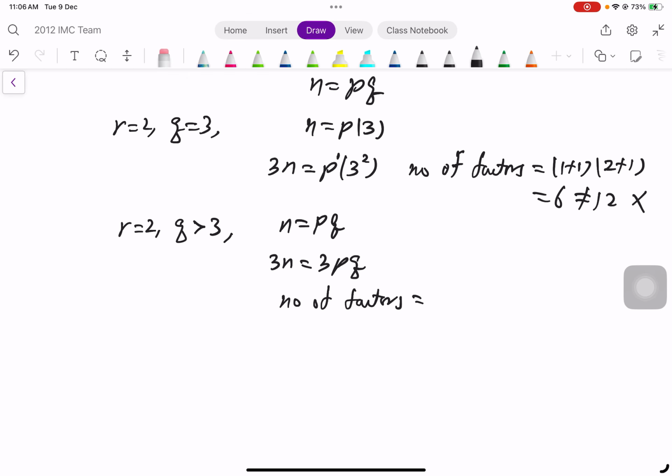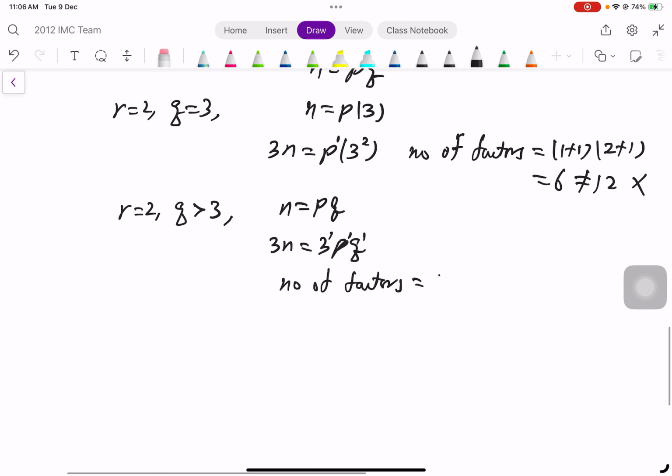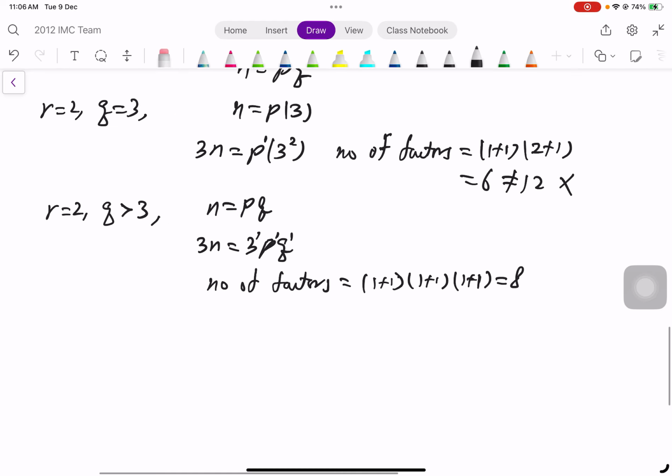would be just equal to what? 3 to the power 1, P to the power 1, and then Q to the power 1, right? Therefore, it's 1 plus 1 multiplied by 1 plus 1 multiplied by 1 plus 1. And the answer is 8. Again, it cannot be equal to 12. Therefore, again, not possible.